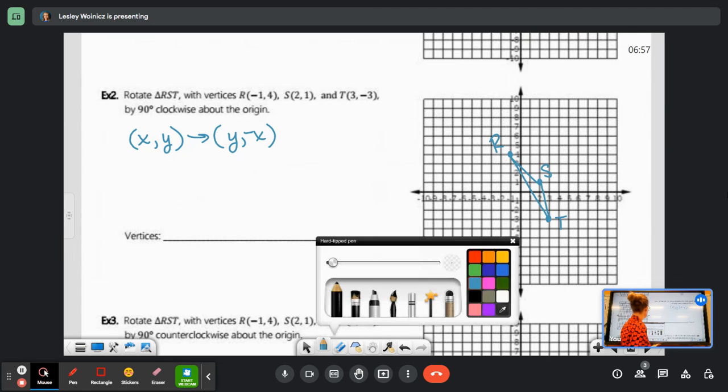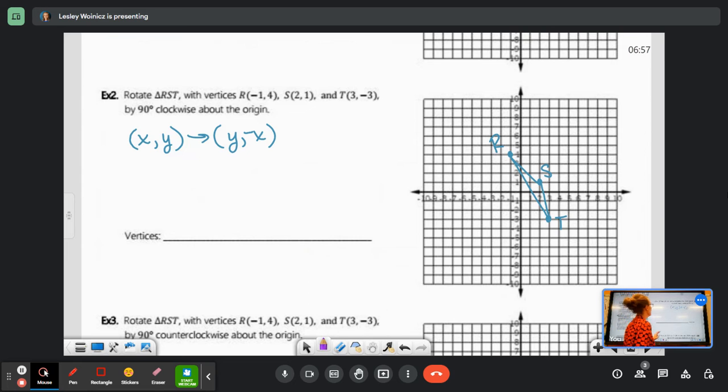And let's find the new vertices for the image. So we're going to take our x and y, they're trading spots, and we're going to make the new y coordinate the opposite. So R prime, I'm going to put the 4 in the x spot, and then I'm going to change the sign on the negative 1 and make it positive 1. My brain. Okay. We can do it. We can do it.